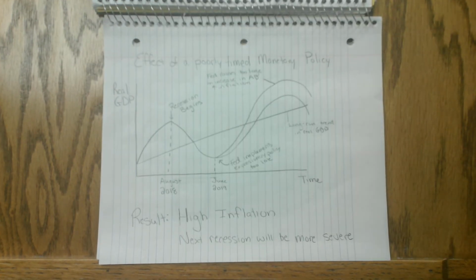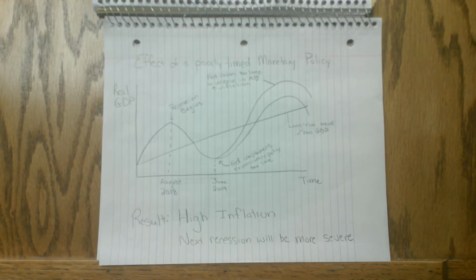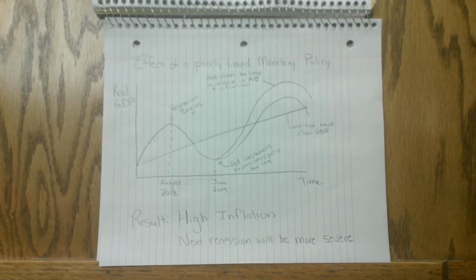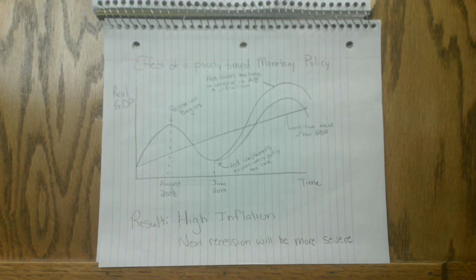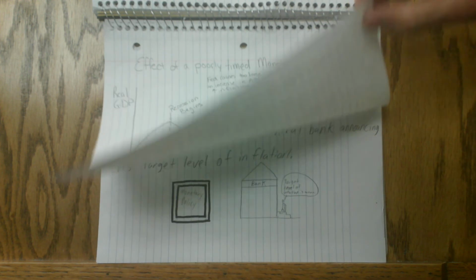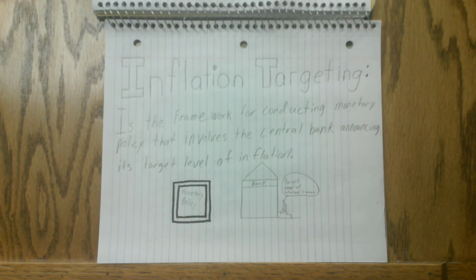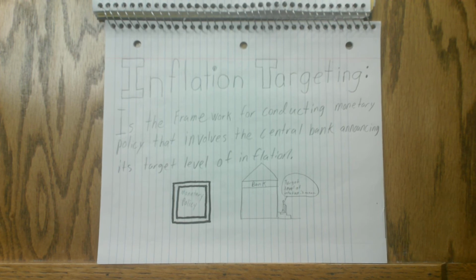When a recession begins, the Fed implements expansionary policy, not realizing the recession is actually over. The Fed policy causes too large an increase in aggregate demand, increasing the inflation rate. Inflation targeting is the framework for conducting monetary policy that involves the central bank announcing its target level of inflation.